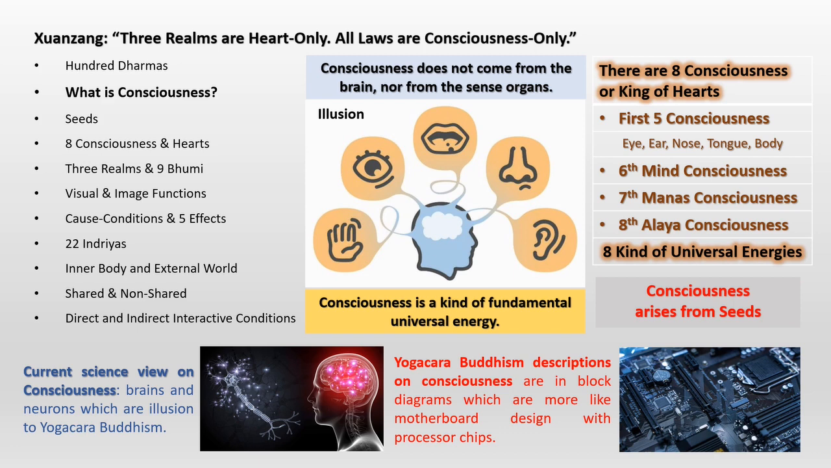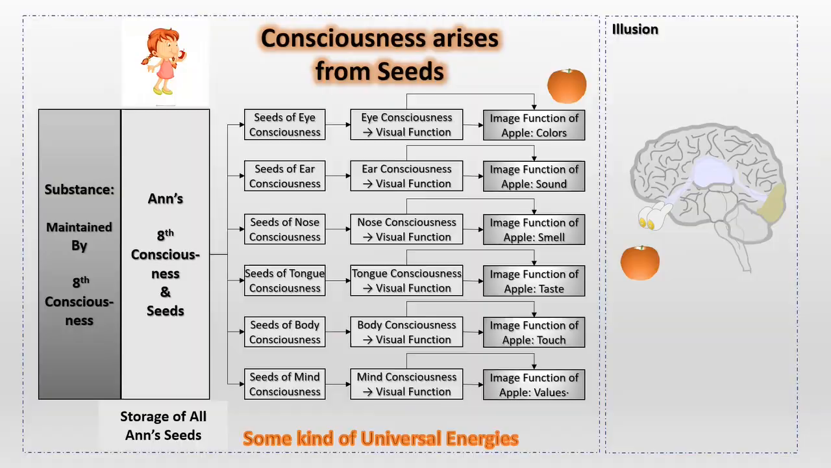As we will learn very soon, Yogacara Buddhism explains consciousness in block diagrams, which, using analogy, is more like design of motherboard with processor chips. Everyone, in this case Anne, has an 8th consciousness. 8th consciousness has many functions. One of the functions is the management of storage of seeds. All information about Anne is in her 8th consciousness.